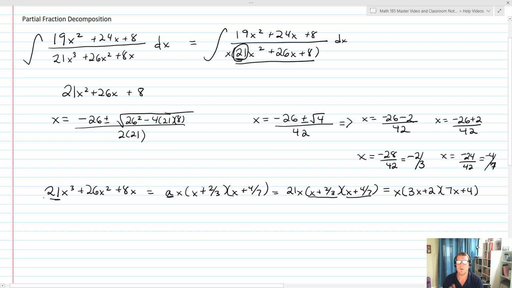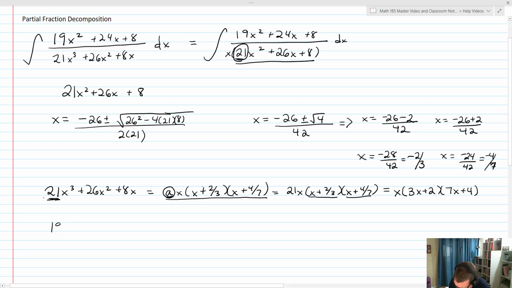Basically what we've done is we found our roots, and we rewrote our equation in terms of those linear terms with the a, which in this case is 21 at the front. Then I just multiplied in the factors of 21, which will eliminate my fractions. Because who wants to work with fractions? I'm going to have to do a little bit of work with fractions, but I don't want to do it right now. And that gives me my factorization.